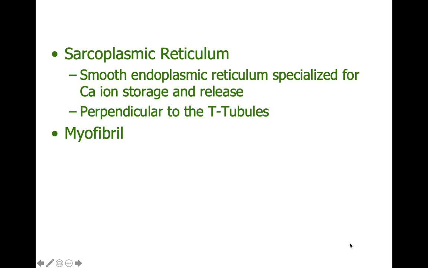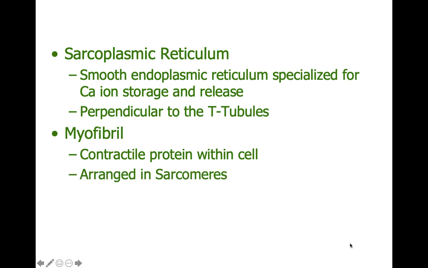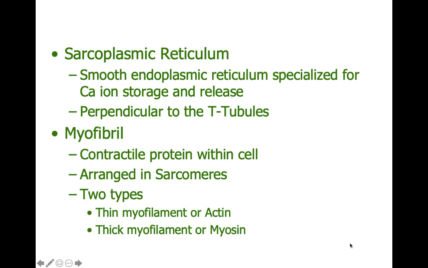We also have myofibrils. These are the contractile proteins within the cell. These are protein molecules. This is how a skeletal muscle fiber can do its job. These myofibrils are going to be what causes a contraction to happen at the molecular level. They're arranged in something called sarcomeres, which we'll talk about. There are two types, thin myofilament, or the actin molecule, and thick myofilament, or the myosin molecule.